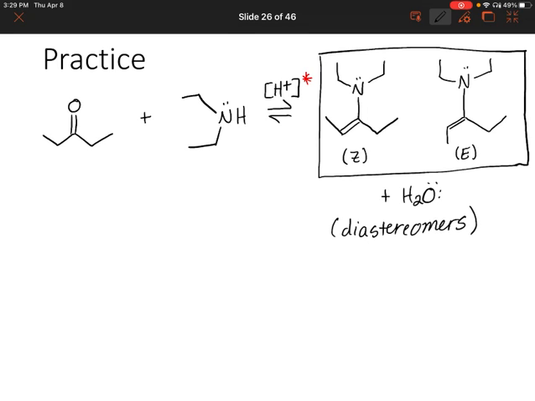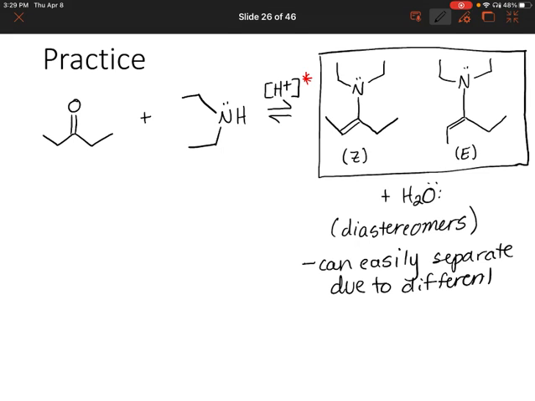I know it's been a while since we've talked about all these different types of isomers, so this is a good refresher. Now, because these 2 are diastereomers, we can easily separate them due to their different physical properties. So let's just write that we can easily separate due to different physical properties.